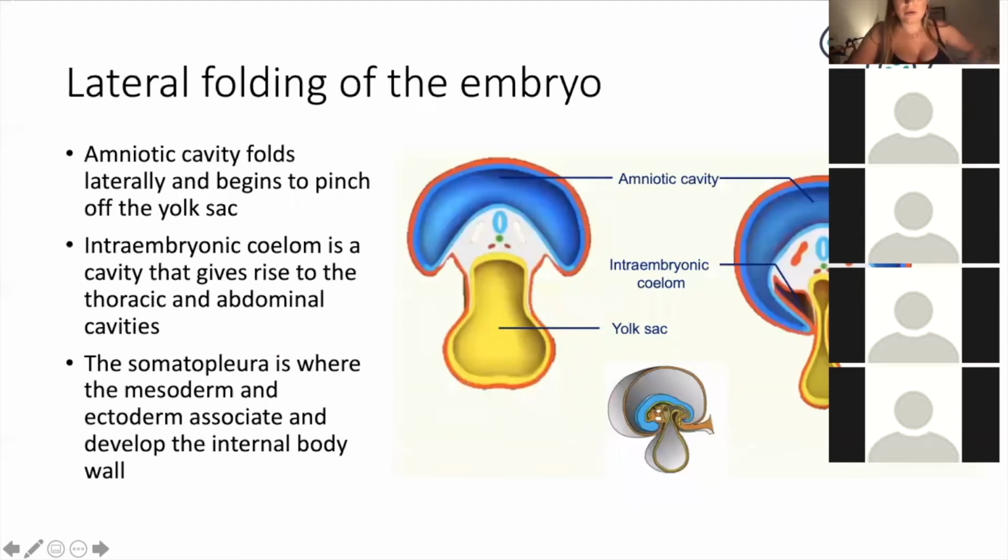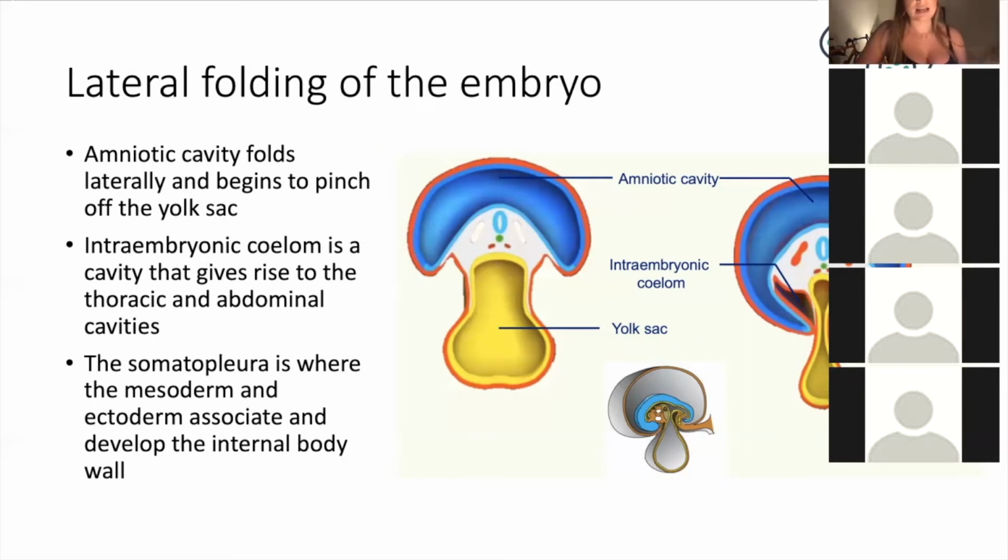This shows it in a bit more detail. You can see here we have the amniotic cavity. This is still in week 4. As it's folding laterally, round the sides, it begins to pinch off the yolk sac at the bottom that we can see in yellow here. Does anyone know the purpose of the yolk sac? It's okay if not. The purpose of the yolk sac is to provide nutrients and gas exchange between the mother and the embryo before the placenta takes over. So that's still in week 3 and week 4.